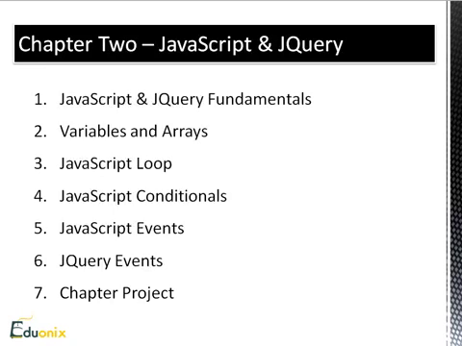Chapter 2 will be on JavaScript and the JavaScript library of jQuery. We'll discuss the fundamentals. We'll discuss JavaScript variables and arrays, all the programming basics, loops, conditionals, if statements, switch, and we'll also be looking at JavaScript and jQuery events, browser events that we can grab onto and make certain things happen when an event is launched, such as a click or a hover, things like that. And then we'll do a project that will have to do with JavaScript and jQuery.